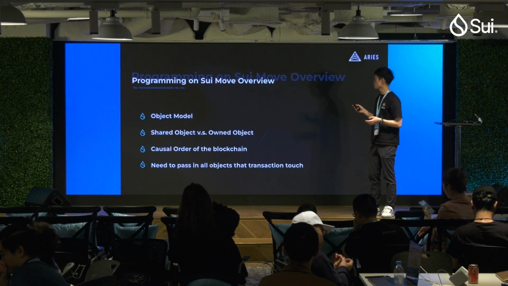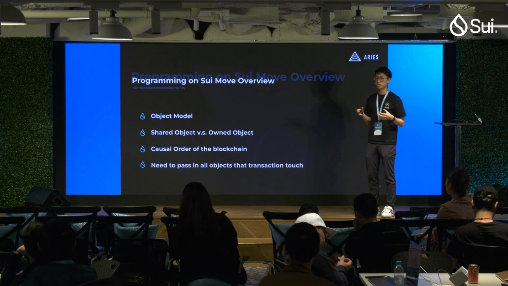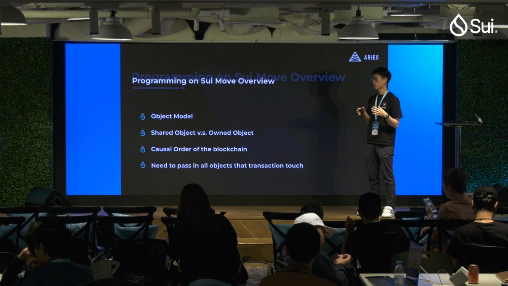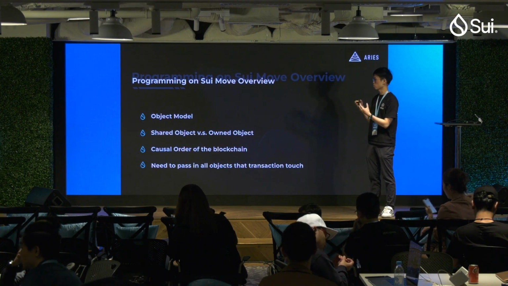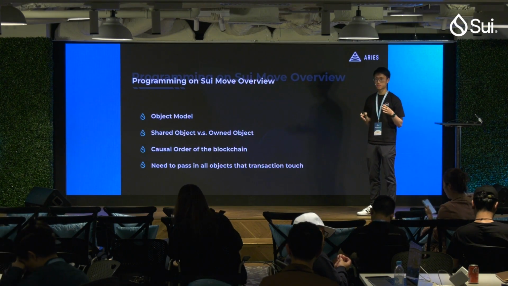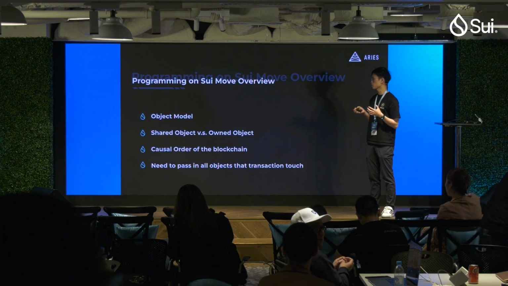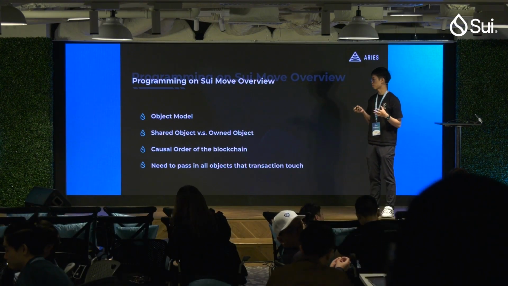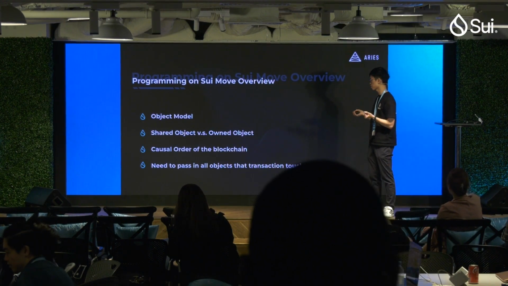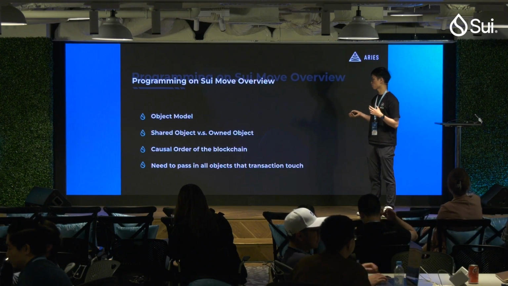First, programming on Sui. On Sui Move, everything is an object. So the contract that we have written is an object. The coins that you have in your wallet is an object. And then all the smart contracts that we implement also use the object model. And then within the objects, there's a difference between shared object and owned object. And Sui is quite unique in the sense that for owned objects, it doesn't require consensus. If a transaction only touches an owned object, it doesn't require consensus. It only needs to respect the causal order of the blockchain.